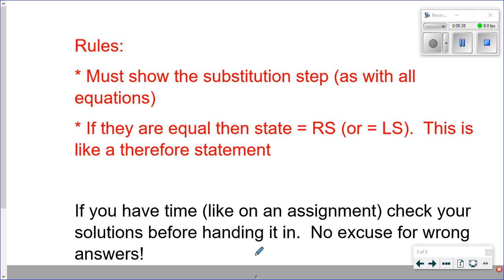If you have time, check your answers before handing them in. So an assignment, you have as much time as you dedicate to it. You can check every one of your answers and make sure they're right before you hand them in. On a test, if you finish in an hour and you have 20 minutes to kill, don't just hand it in and stare out at the window thinking longingly of your bestie. Go over your test and actually make sure that your answers are correct. Everybody makes mistakes, including me.